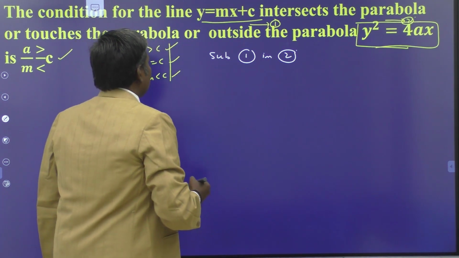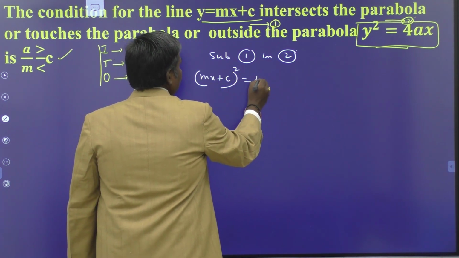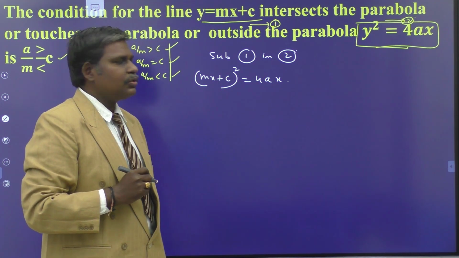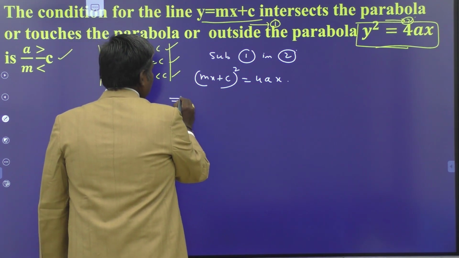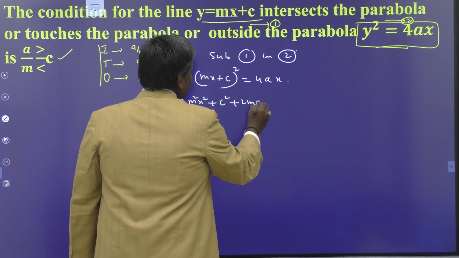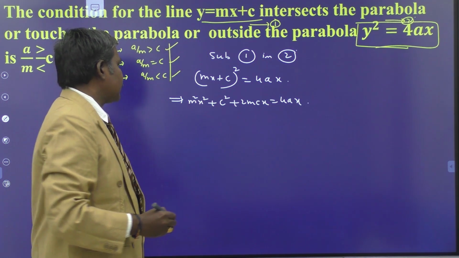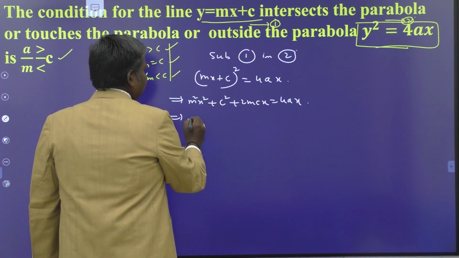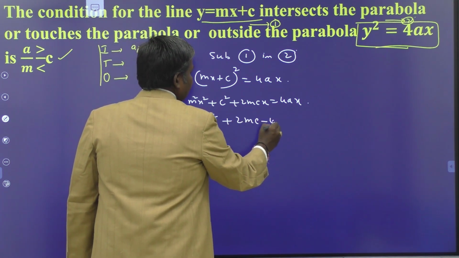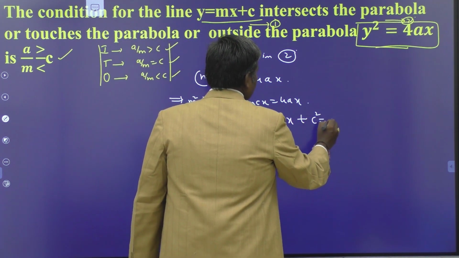What we have done: y square, y means mx plus c, whole square is equal to 4ax. Mx plus c whole square is equal to 4ax. That means m square x square plus c square plus 2mcx is equal to 4ax. This can be written as m square x square plus 2mc minus 4a times x plus c square is equal to 0.